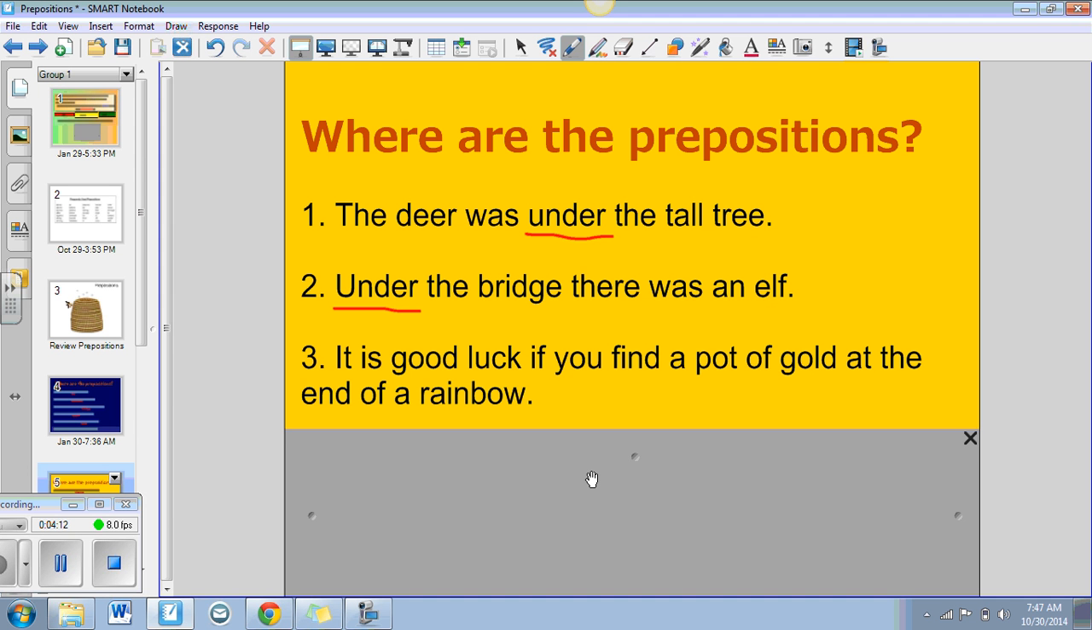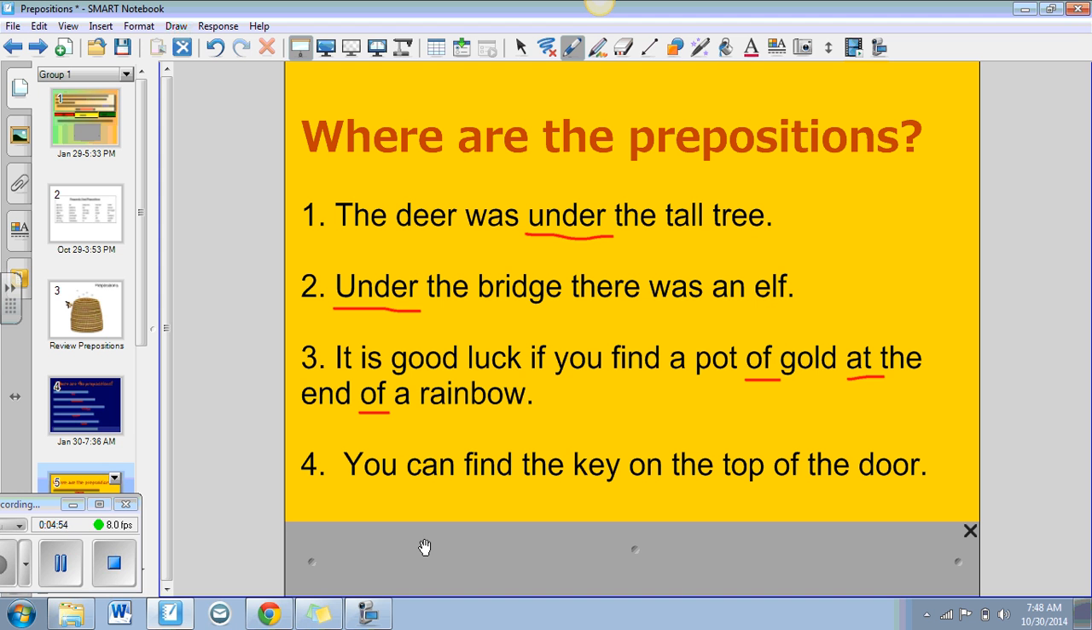It is good luck if you find a pot of gold at the end of a rainbow. Can you locate your prepositions here? If you've found one, keep looking. There are two more. Of is your preposition. At is a preposition. And of is a preposition again. So there are your three prepositions in this sentence. Now you're noticing that not only can you have a preposition at the end of a sentence, you can also have multiple prepositions in a row.